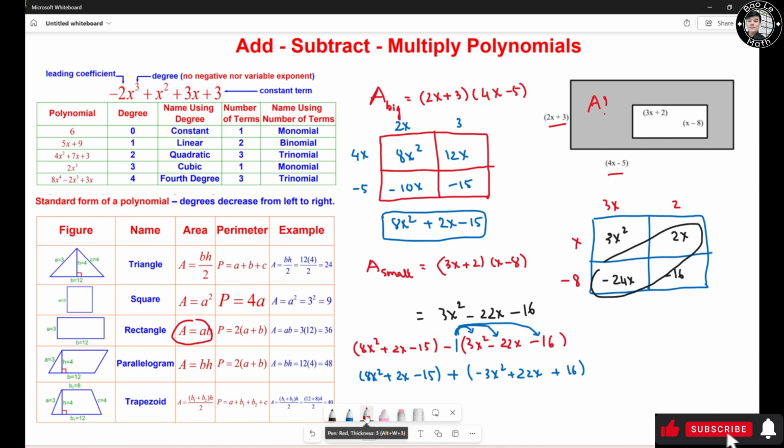Now you need to combine like terms, right? This is 8s squared, negative 3s squared, combine them. 8s squared minus 3s squared. Put the plus sign outside. The second one, 2s and 22s.